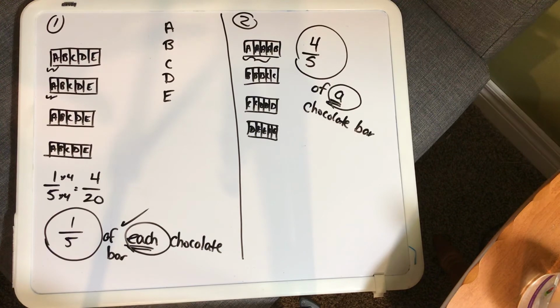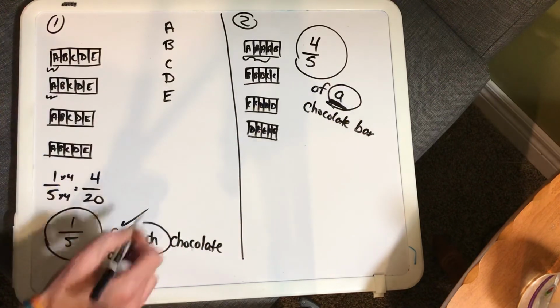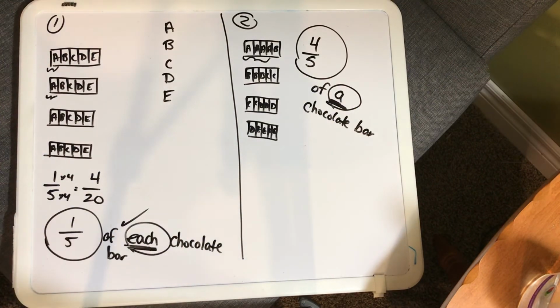What's really, really important, and the takeaway I want you to get from this, is that when we're talking about fractions, we need to clearly say what our fraction is representing. What is the whole that we're talking about? Because fractions represent pieces of a whole. So we need to say what is the whole that this fraction is representing.